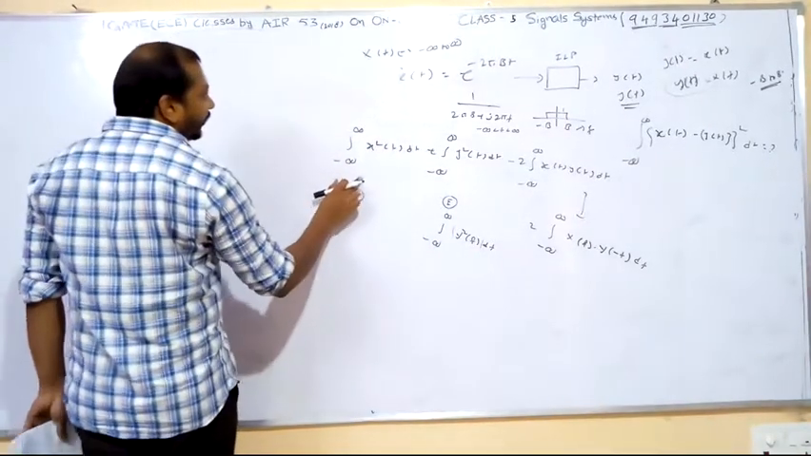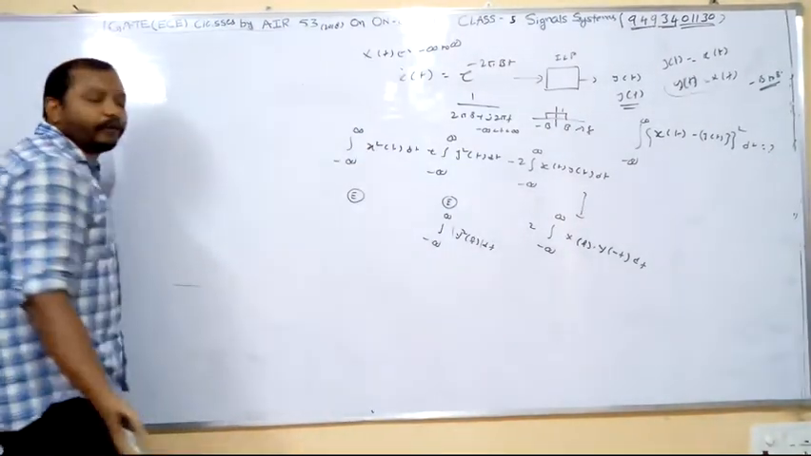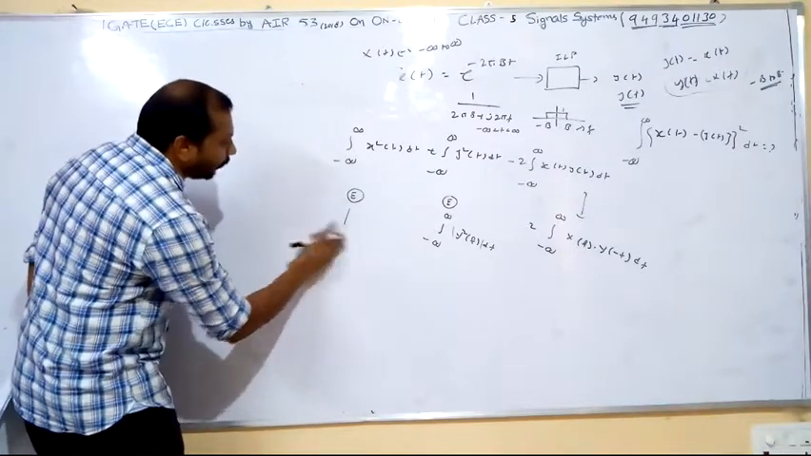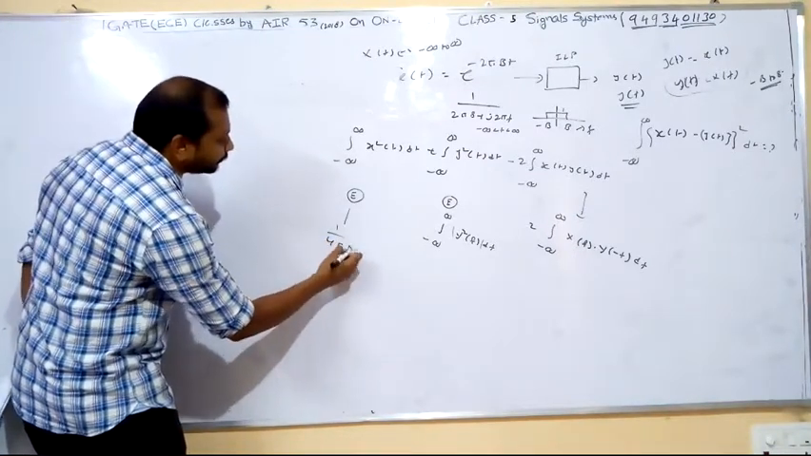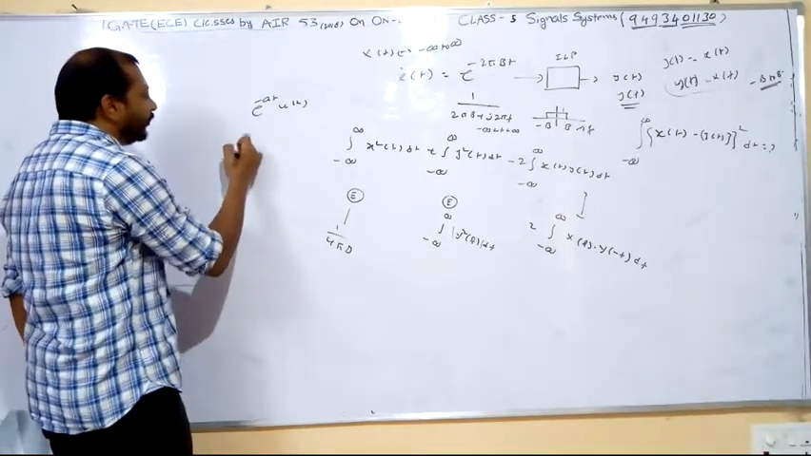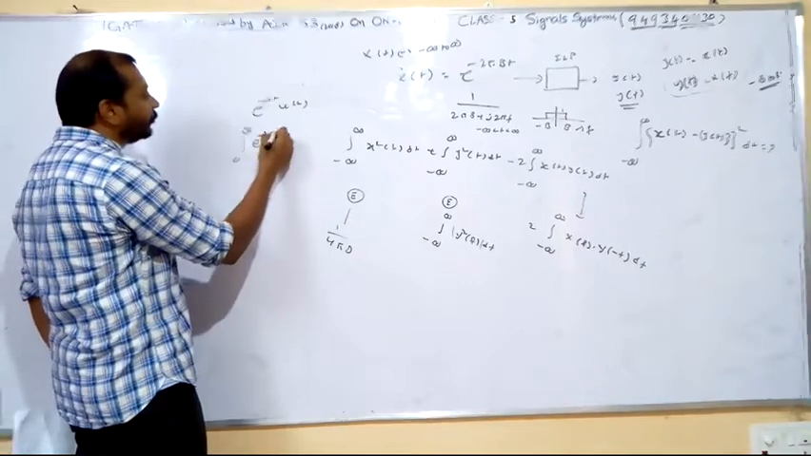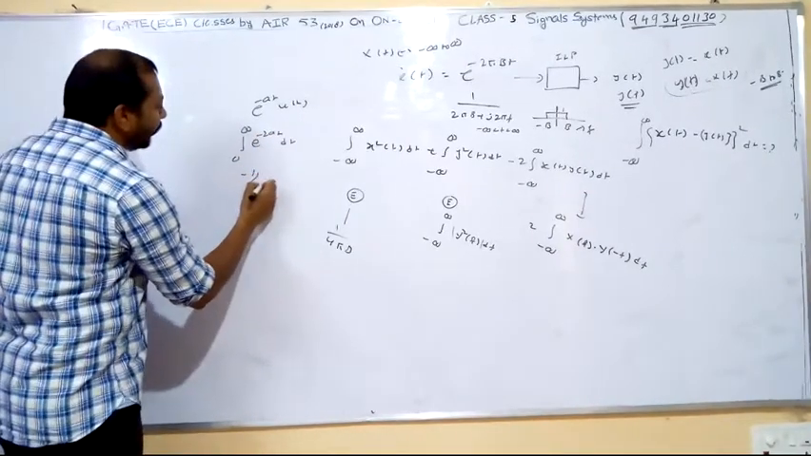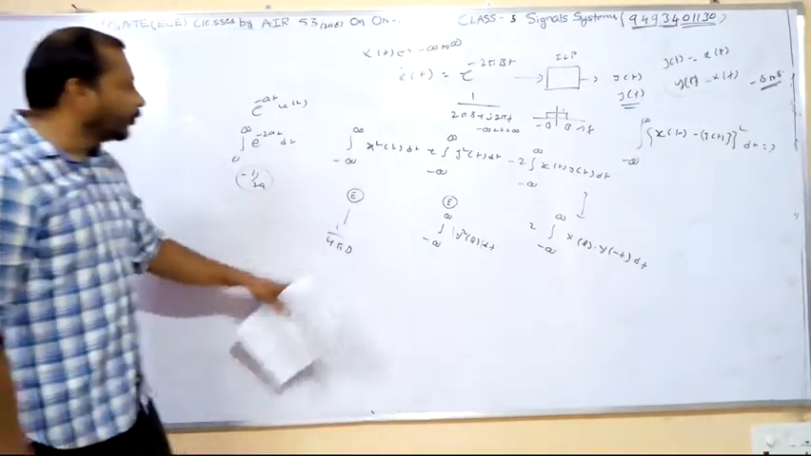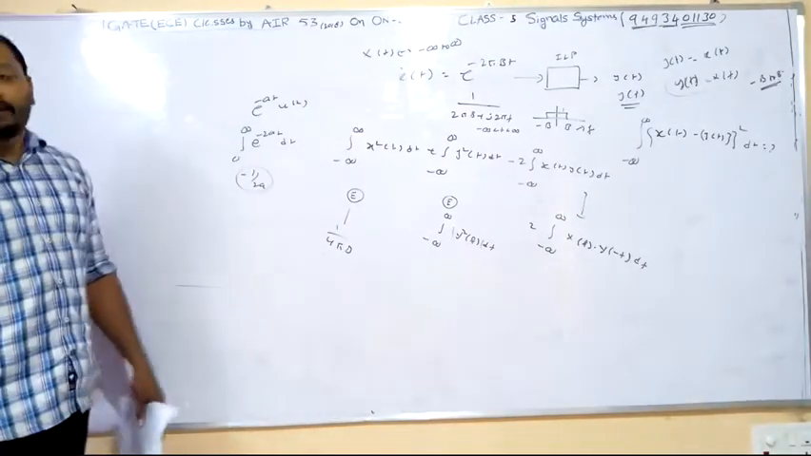Now, what is the energy of this signal directly? The energy of e to the power minus at is 1 by 2a, so this will become 1 by 4 pi b. For e to the power minus at u of t, what is the energy of this signal? Integration 0 to infinity of e to the power minus 2at dt, which is simply 1 by 2a. Similarly, for e to the power minus 2 pi bt, the corresponding energy is 1 by 4 pi b.